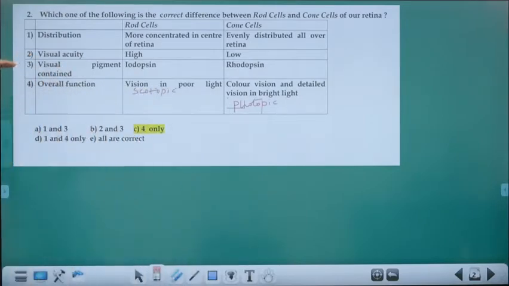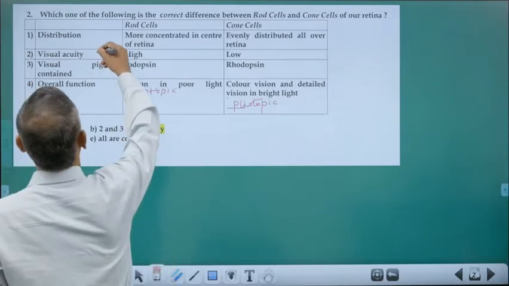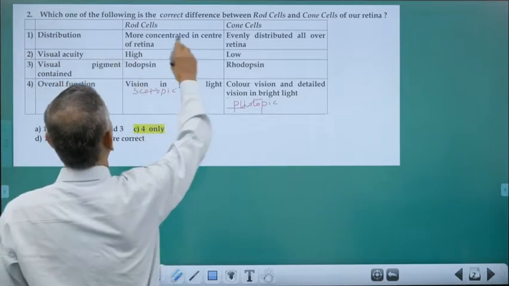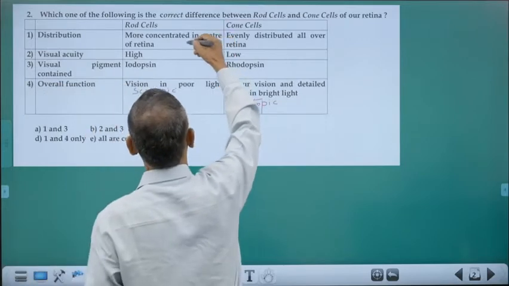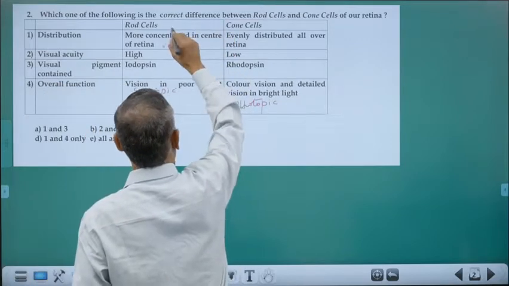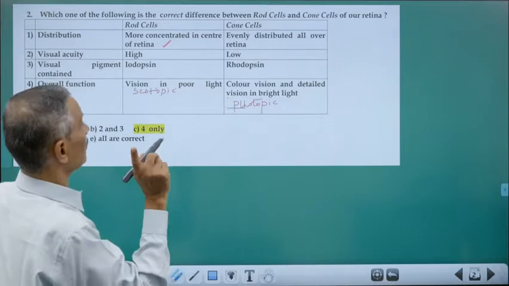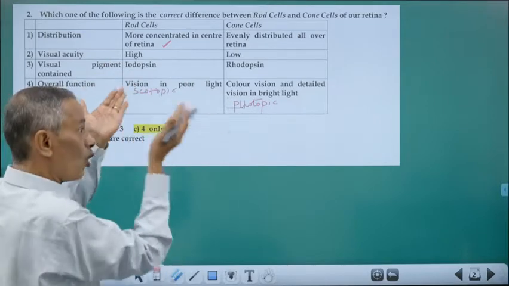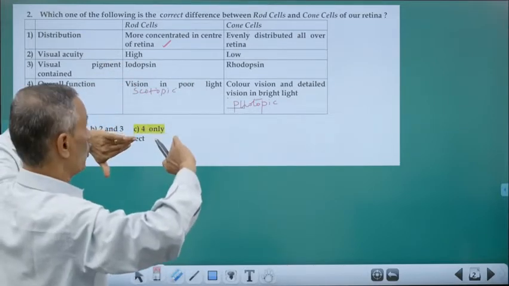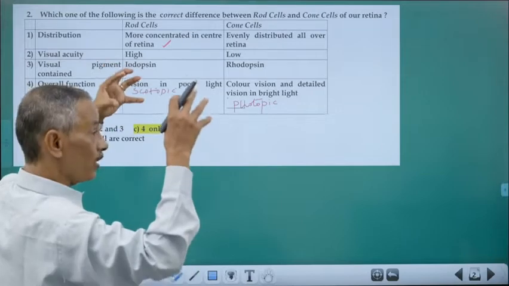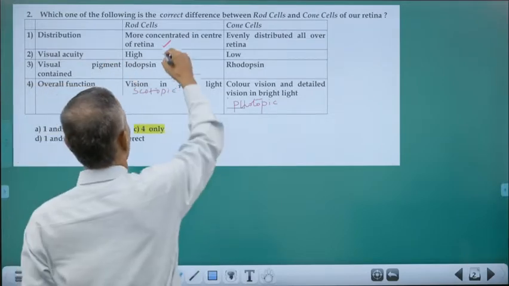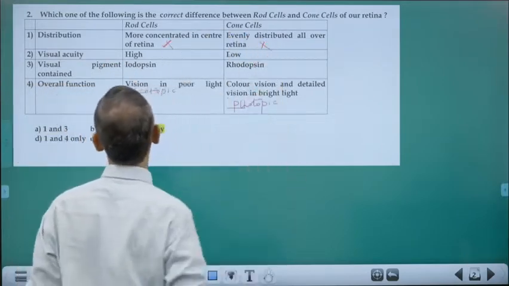Which of the following is the correct difference between rods and cones of the retina? More concentrated in the center of the retina. Which is the correct one? Rods are more distributed throughout, whereas cones are concentrated. So this is not a correct one.